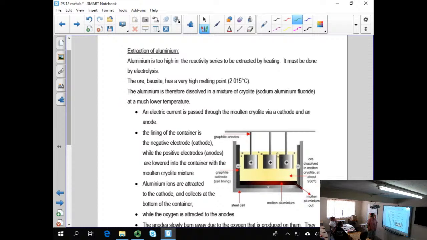So specifically with aluminium, it must be extracted by electrolysis because it's very reactive. The ore, the name of the ore is bauxite, has a very high melting point, approximately 2015 degrees, which means for you to heat it up to that temperature is going to require very large amounts of energy. So what they're going to do is they're going to dissolve it in a mixture called cryolite. Now, cryolite is a sodium aluminium fluoride compound that they go and add to this. And the moment they do that, we find that the melting point of this cryolite mixture is lower.